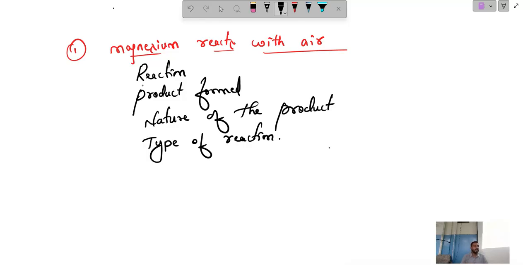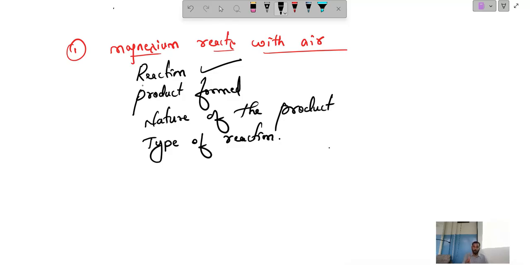What happens when magnesium reacts with oxygen? That is reaction. The question is, what happens when magnesium reacts with oxygen? Write the balanced chemical equation. You have to state that when magnesium reacts with oxygen, it gives magnesium oxide. Mg plus O2 gives MgO. If they ask you to balance, then balance it: 2Mg plus O2 gives 2MgO. This is reaction.